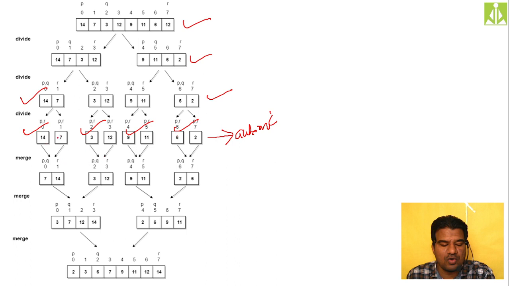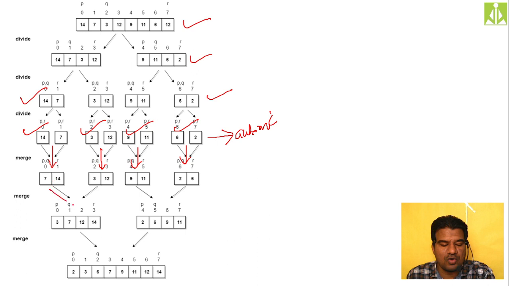Now 14 and 7, when you are combining, make sure they come in sorted order. So 7 is smaller and 14 is greater, so just swap them and arrange like this: 7 and 14. Here also the same thing: 3 and 12, 3 and 12. 9 and 11, 9 and 11. Like this we are combining, based on their values.